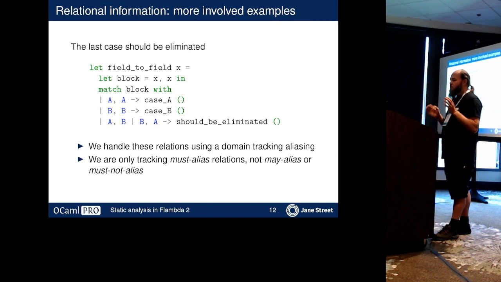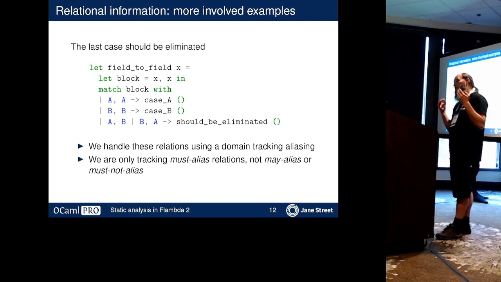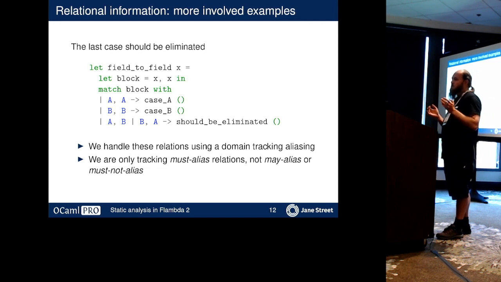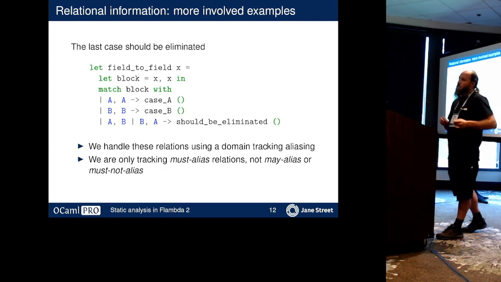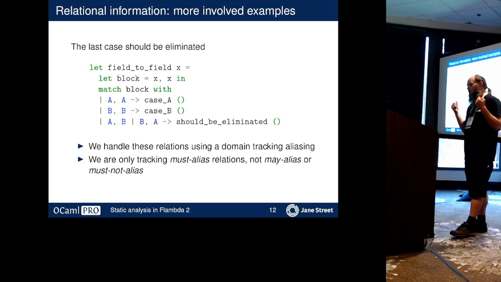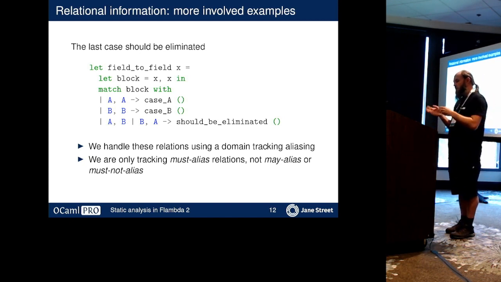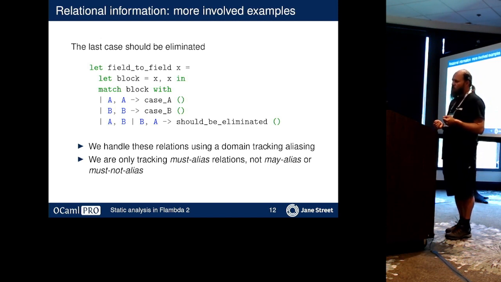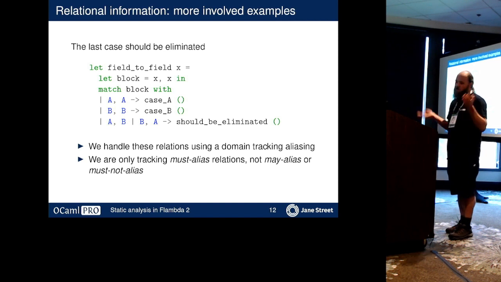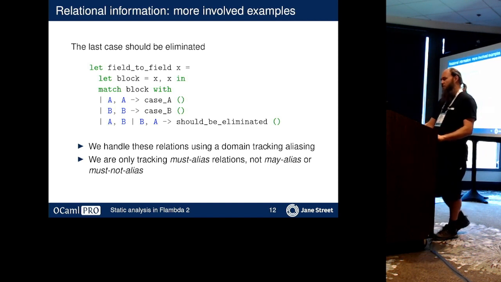So to be able to track something like that, we have an aliasing domain, and that domain is a must alias domain. We say when two variables are the same, but that doesn't say anything about may alias or must not alias. Usually may alias is important to optimize mutable code, to say that when you mutate something, it's not going to mutate something else. We don't care that much about mutable code, so we don't care about may alias in general.